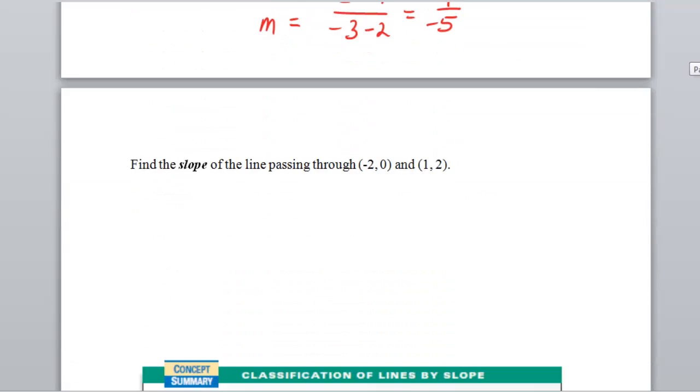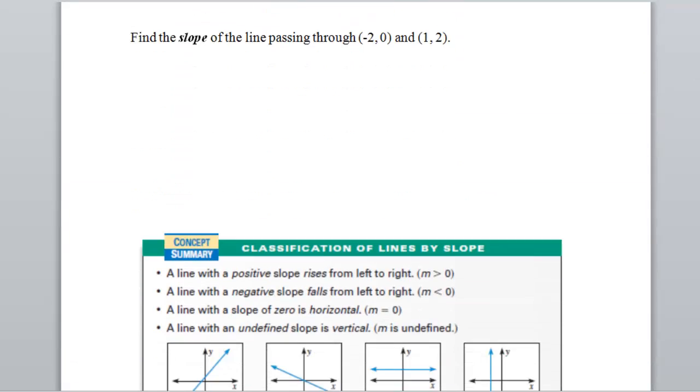Now, sample problem number 1 has us finding the slope of a line that passes through (-2, 0) and (1, 2). So what I'd like you to do is just pause the video, use example number 1 as your guide, and go ahead and work this problem.